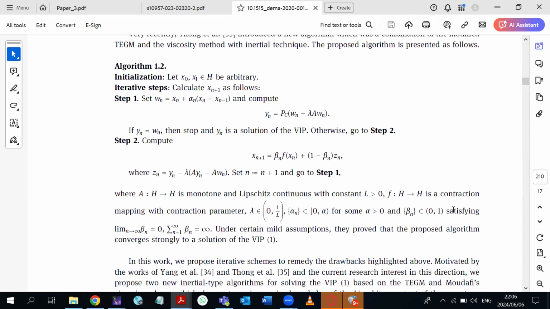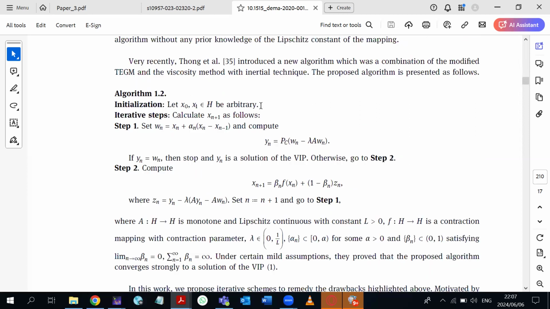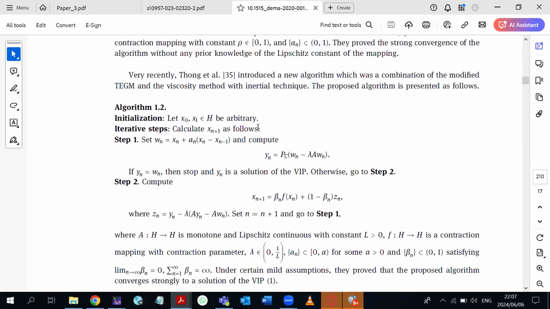Algorithm 1.2 is almost the same thing as 1.1, but 1.2 now is inertial. Same as 1.1, it is Censor, and it also has a viscosity method, and now it has the inertial step. So that's the difference. Another difference that you should note is that the step length here is a constant. Lambda, you see, is not lambda_n like in 1.1. It is lambda here.